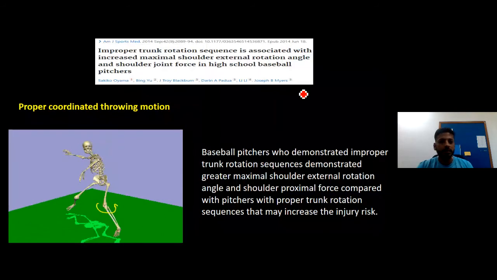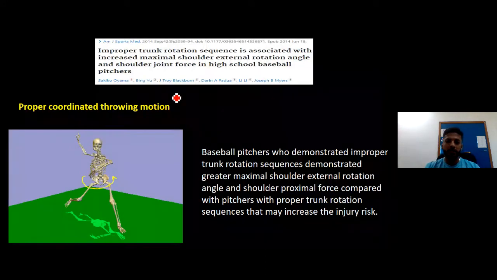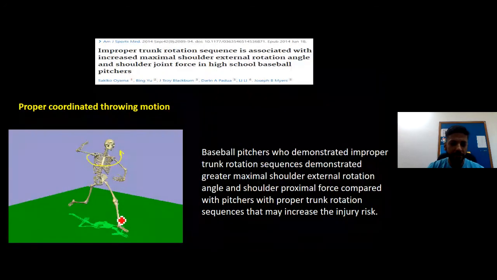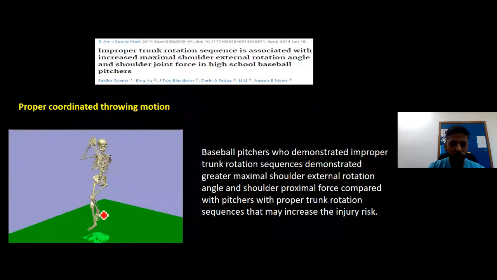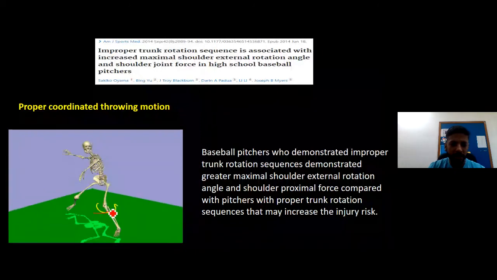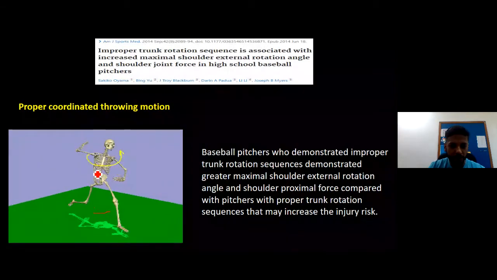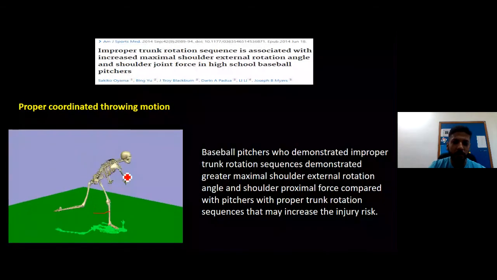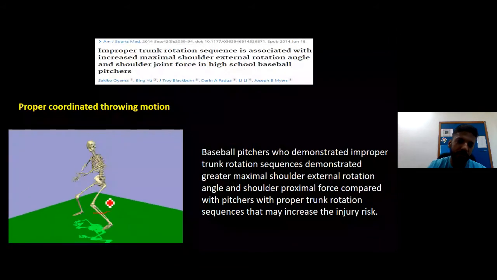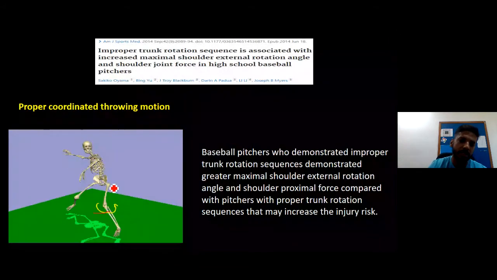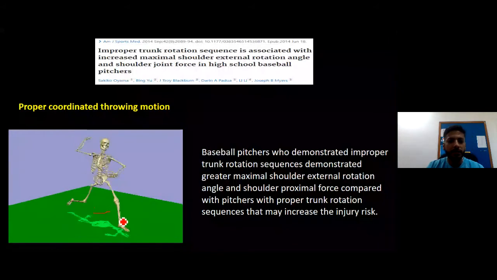Okay, so one example is a proper coordinated throwing motion. If you see, you can see this. First, initially, the lower limb has a movement, that's the first sequence, and then it is followed by your pelvic movement, and then it is followed by your trunk movement, and then it is followed by your shoulder movement. So there should be a sequence of movement which has to happen from the distal to the proximal extremity. So this sequence is important.